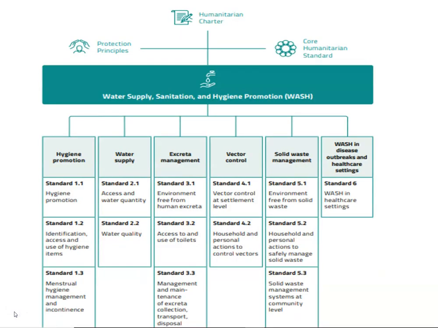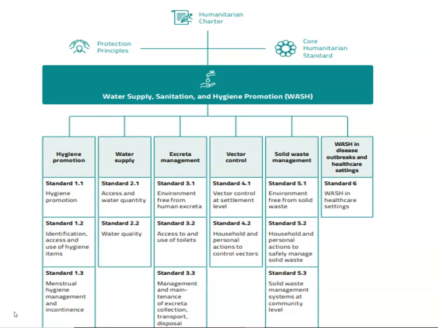The Sphere minimum standards for water supply, sanitation, and hygiene promotion are a practical expression of the right to access water and sanitation in a humanitarian context. The standards are grounded in the beliefs, principles, duties, and rights declared in the Humanitarian Charter. These include the right to life with dignity, the right to protection and security, and the right to receive humanitarian assistance on the basis of need.